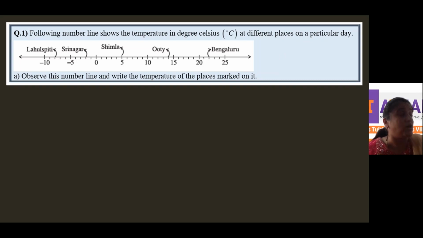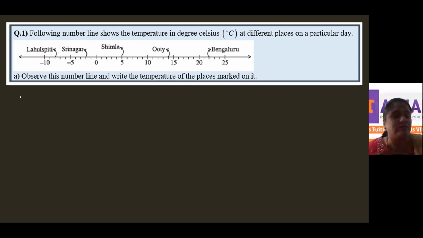You should be able to express that. It's not enough if you know the answer. What is given? On the number line, the temperature measured in degrees Celsius has been represented, and the temperatures of five different places on a particular day are represented. Now, what is the question? Observe this number line and write the temperatures of the places marked on it. That's the first question.